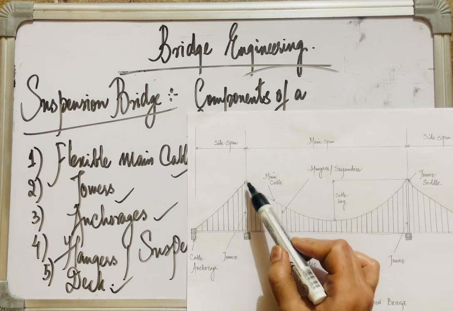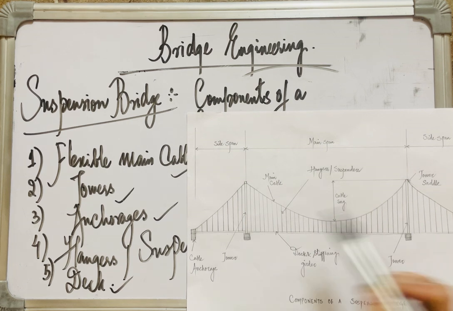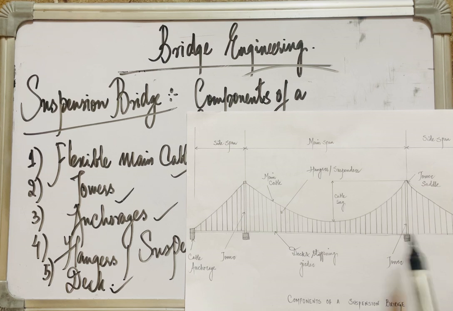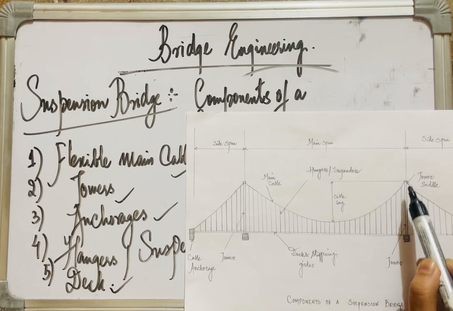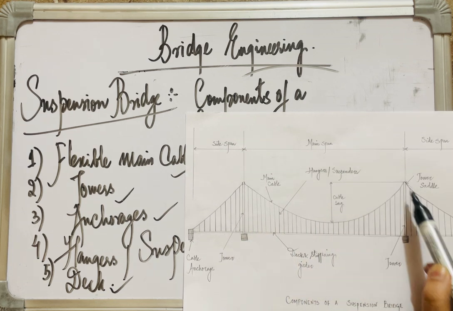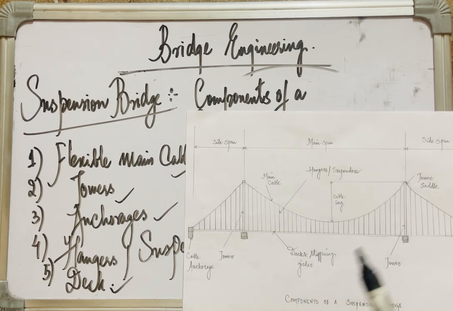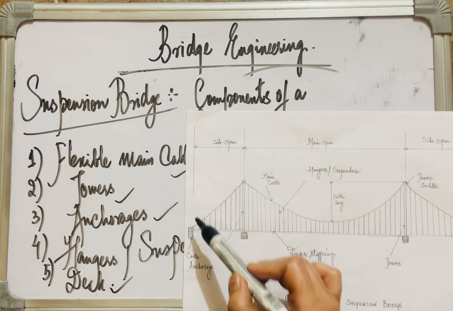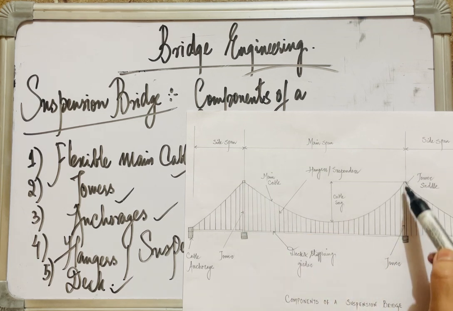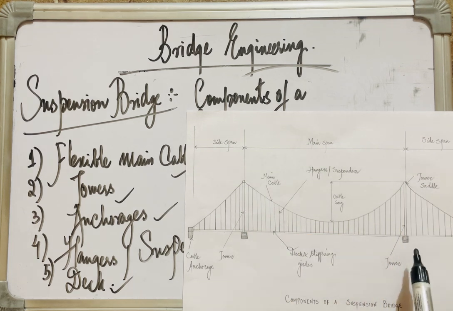These are the towers, this and this, which are essentially embedded in the foundation below. This is the main cable. We're studying the components of a suspension bridge. This is the main cable, the flexible main cable or the curved cable, which essentially remains in tension, transfers the load. How that is being done, I'll tell you later. These are the towers, which are embedded in foundation.